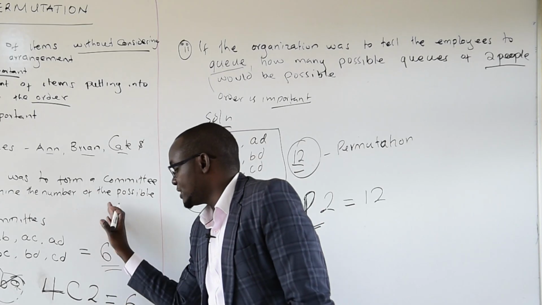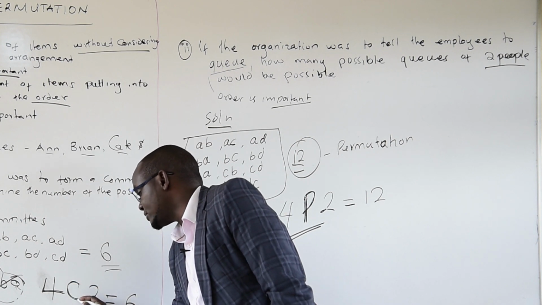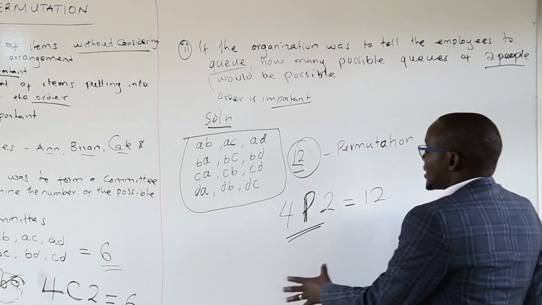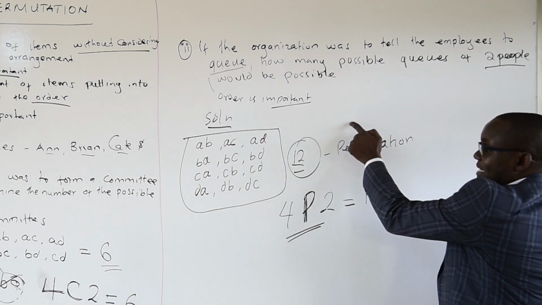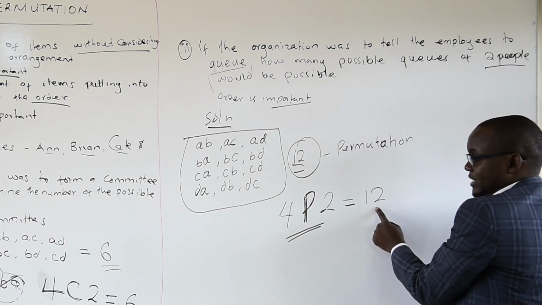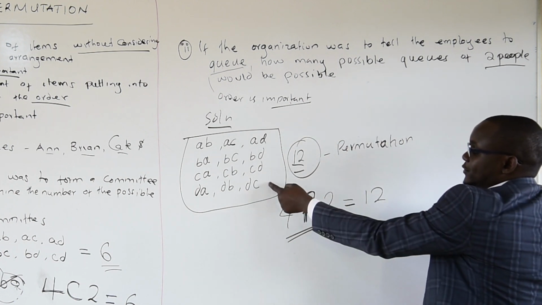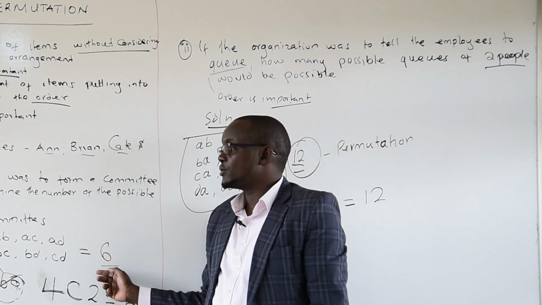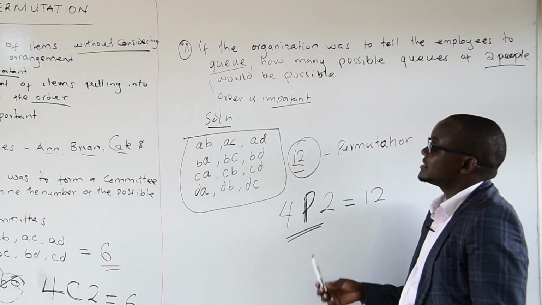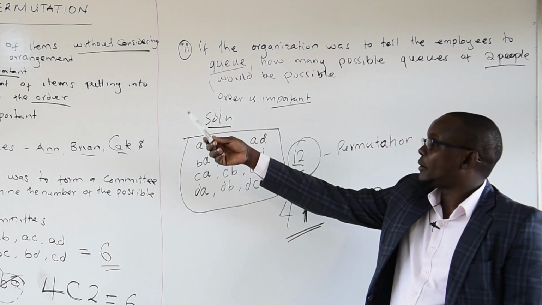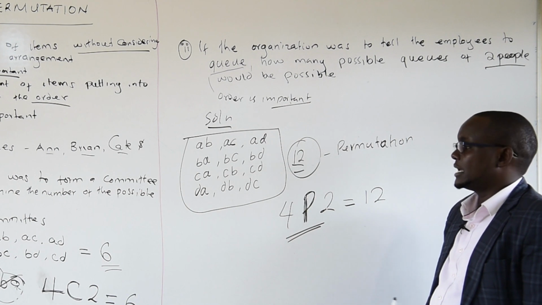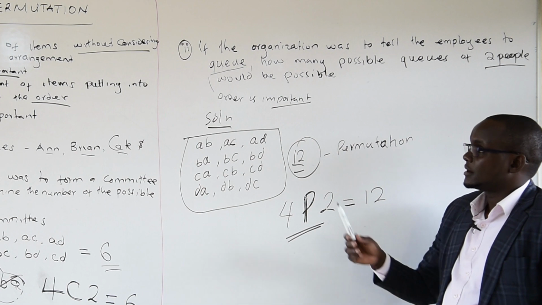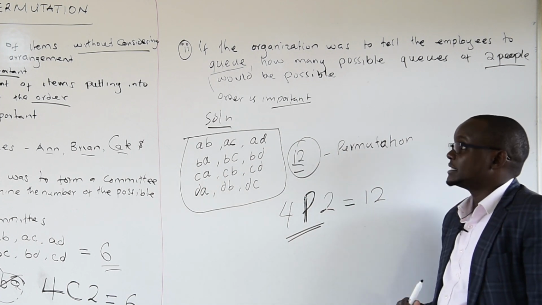If you use, for this question, your scientific calculator to get the possible committees for 4 combination 2, you get 6. So you can see when the order is mattering, or when the order is important, we get 12 possible queues. When the order is not important, we get 6 possible combinations. And this is the main difference between combination and permutations. So let's do more examples so that you can see more examples of combination and more examples of permutations.